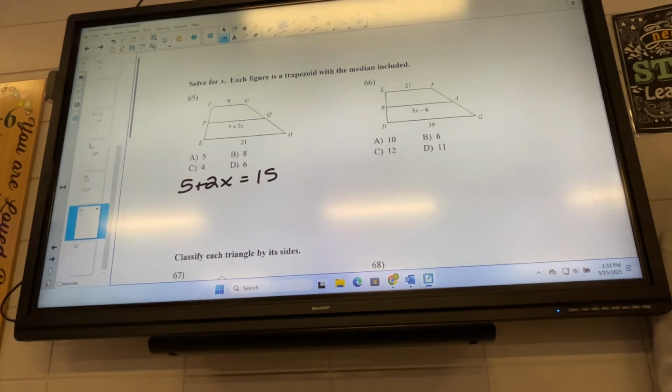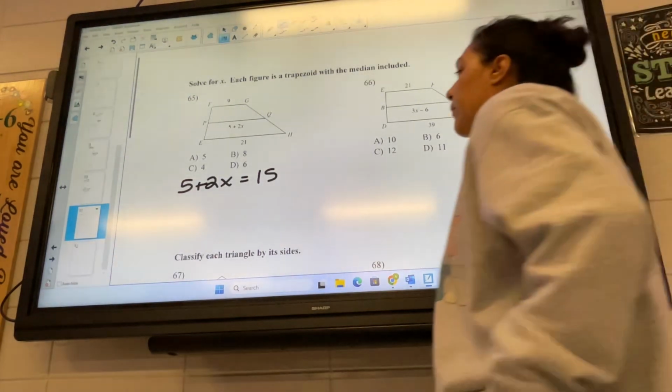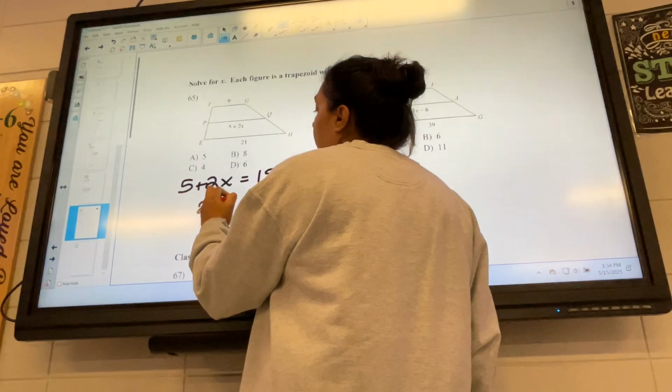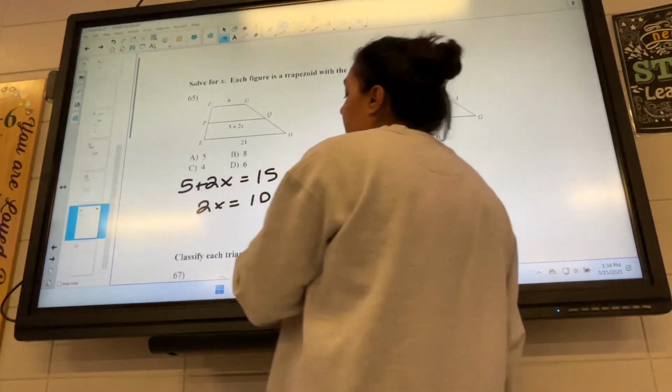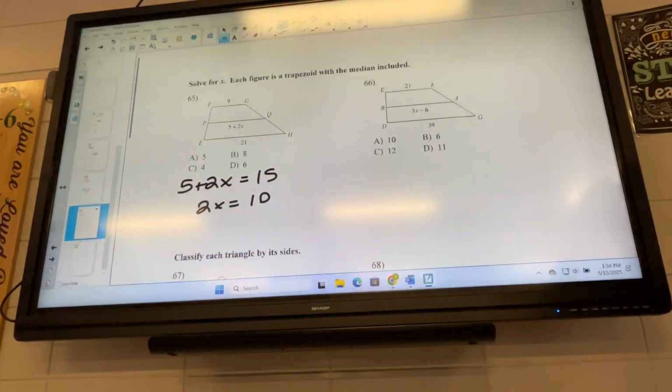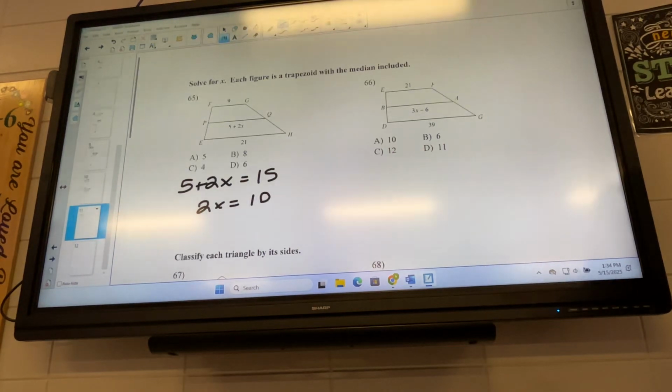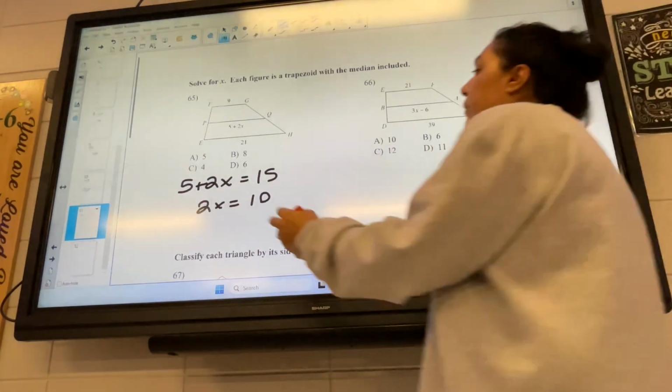And then who needs moved? The 5. So you're going to subtract 5 from 15. What does that give you? 10. And then what would you need to do? Divide both sides by 2. So 10 divided by 2 is 5.